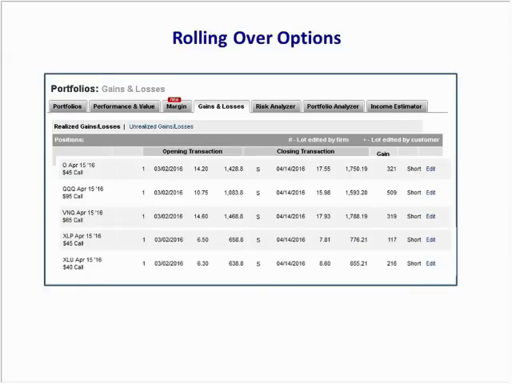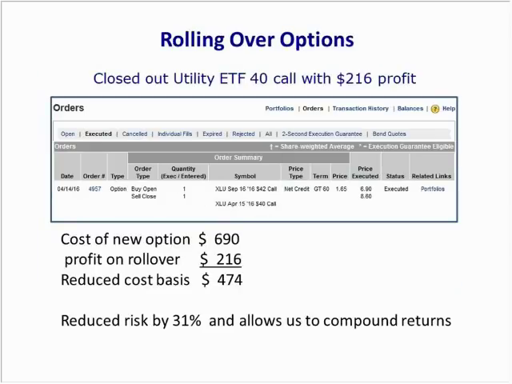Here's a list of closed out trades. This is for the QQQ. This is the real estate ETF. This is the consumer staples ETF and the utility ETF. So I listed the closed out trades, and this column lists the profit on the option that we closed out. And then we rolled over these trades into a new trade, and in the case of the utility ETF, we closed out the 40 strike call with a $216 profit.